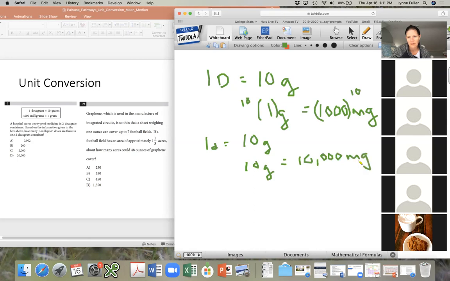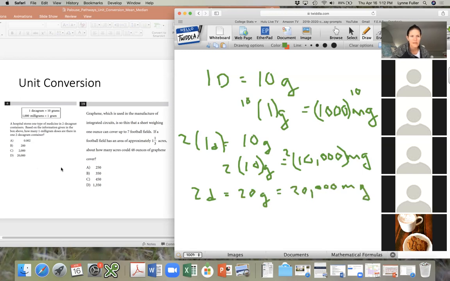10,000 milligrams. Okay, great. Now they want you to have 2 decagrams. So then what we would do is multiply everything by 2, and that would be our unit conversion. So 2 decagrams is to 20 grams is to 20,000 milligrams. So that would be my answer.